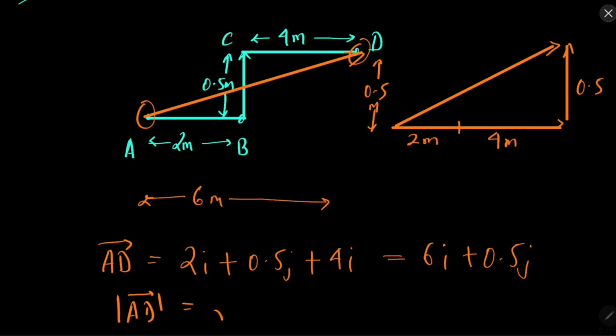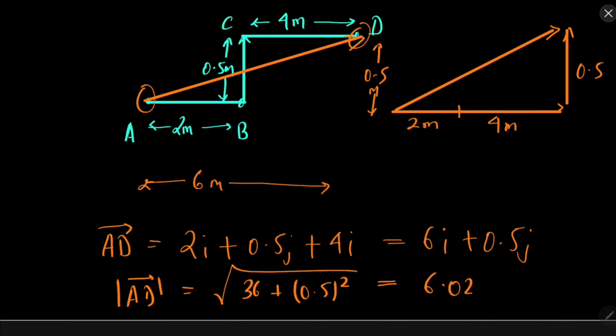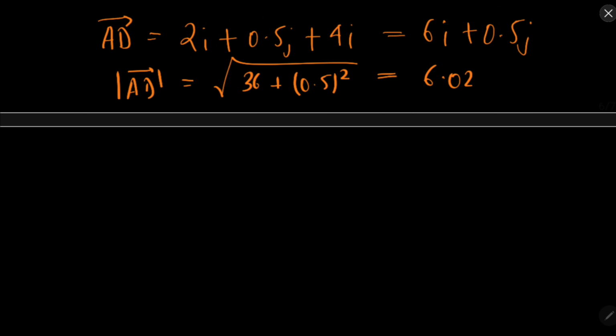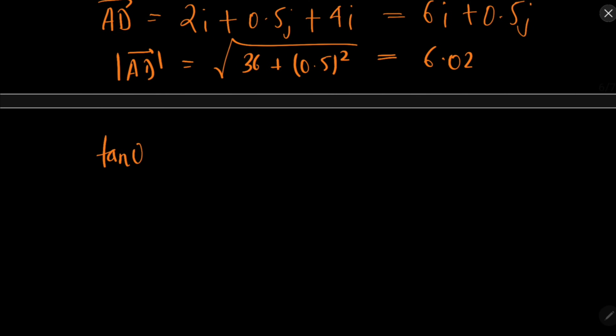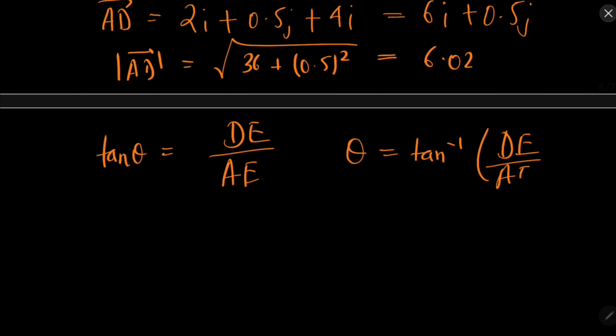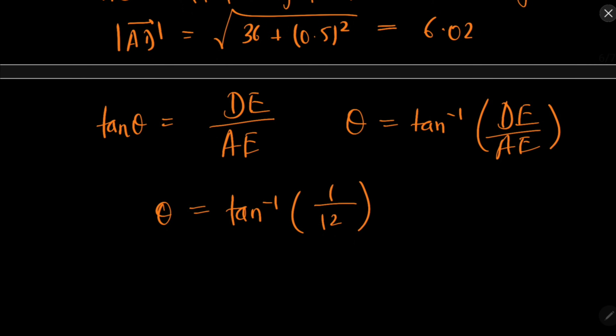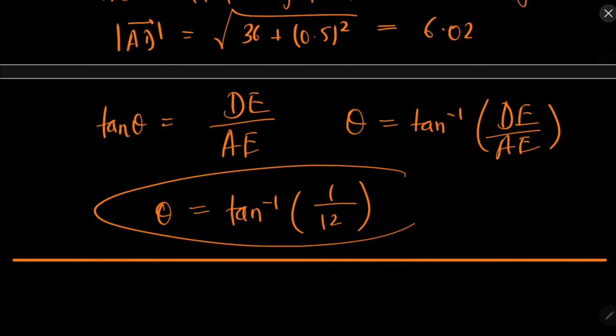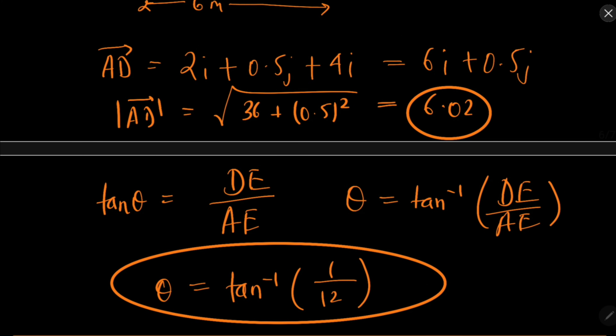So the resultant will be root of 36 plus 0.5 square. 6 square is 36, remember. Once you solve this, you will get 6.02 units. Whatever the units are, kilometer, meter, whatever. And then the angle: tan theta will be d by AE. Theta will be tan inverse d by AE. So theta, tan inverse, will be 1 by 12 once you solve this. This will be the angle in which it is moving. So angle and the magnitude.